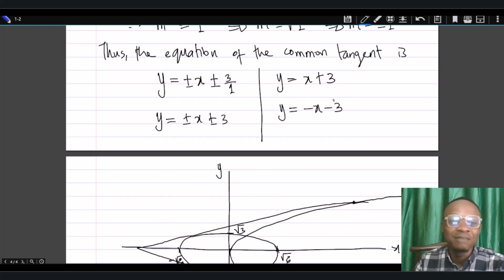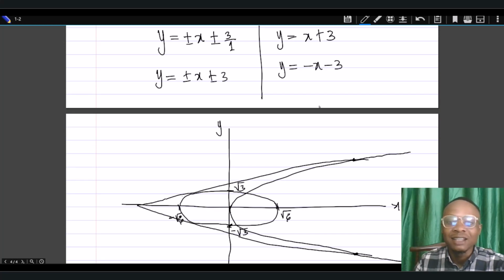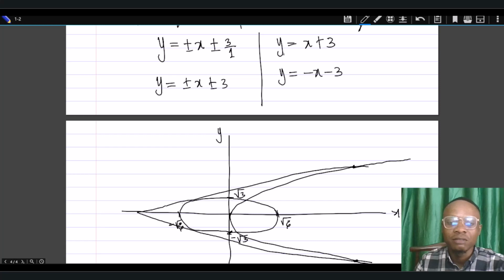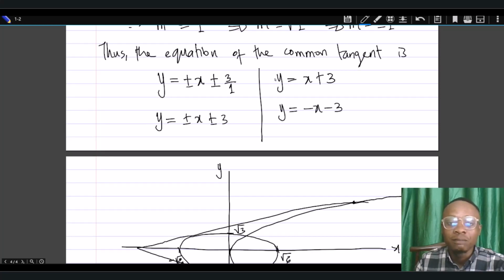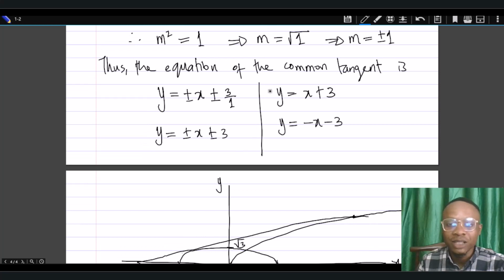So where do the tangents meet the x-axis? That is when y is 0. So when y is 0, what do we get for this? When y is 0, we have this to give us x equal to -3. When y is 0 here, we will have x to also give us -3. That is, if we set y to 0, we have 0 is equal to x plus 3. So this will give us -3.